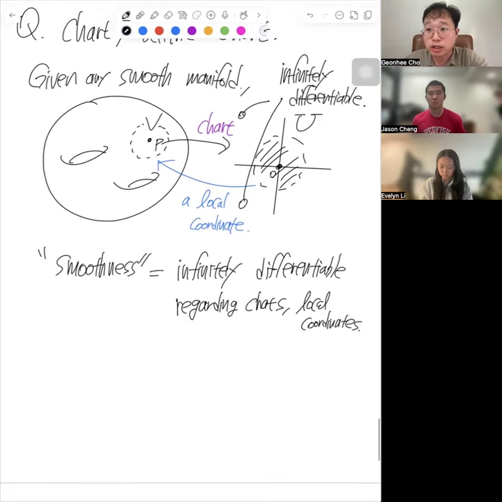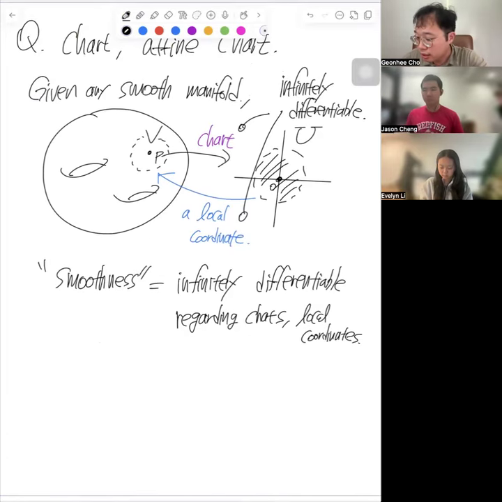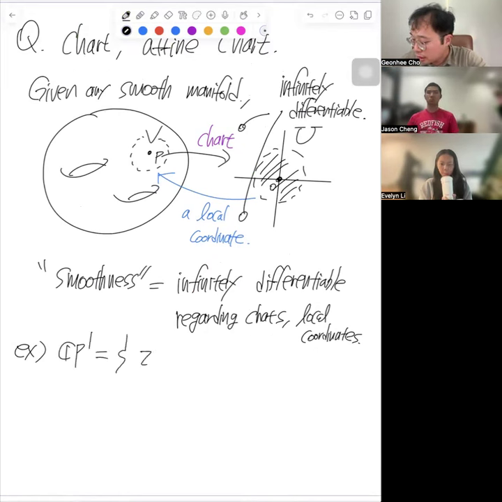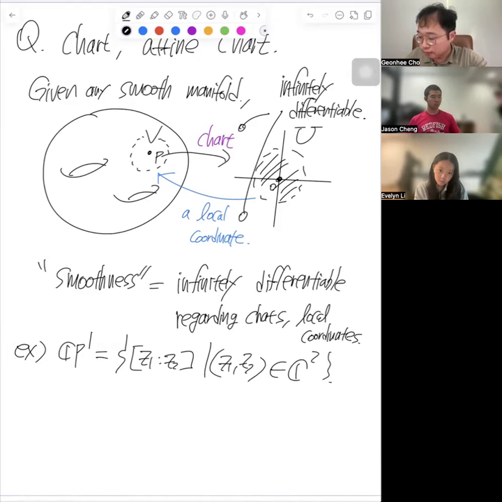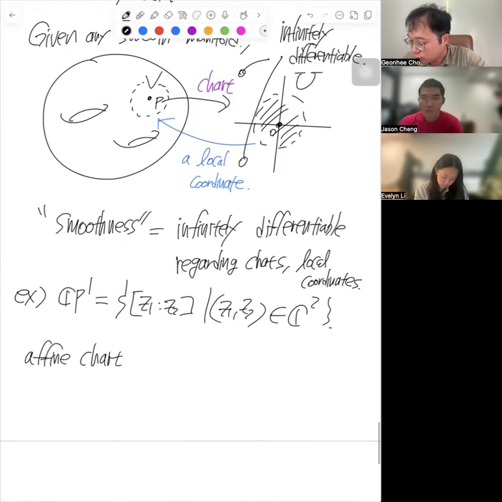Then what is the affine chart? That's just a context from CP1. From CP1, this is the collection of Z1 versus Z2, as you know, right? Z1, Z2 in C^2, that's fine. So the affine chart is a special case. There are two affine charts, and this is also called the inhomogeneous coordinate.